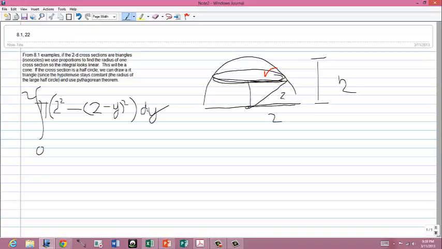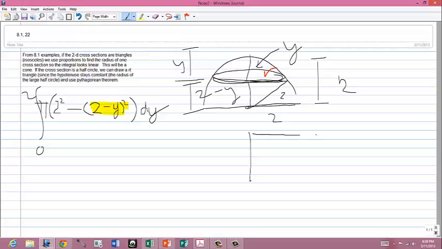In this case, you're probably wondering, where did they get this 2 minus y from? That looks a little bit different. It all depends on how you define your y. In this case, they measured y as the distance from the top of the sphere. If the distance from the top of the sphere to where my cross section is y, and the entire radius is 2, then this distance right here is my 2 minus y.